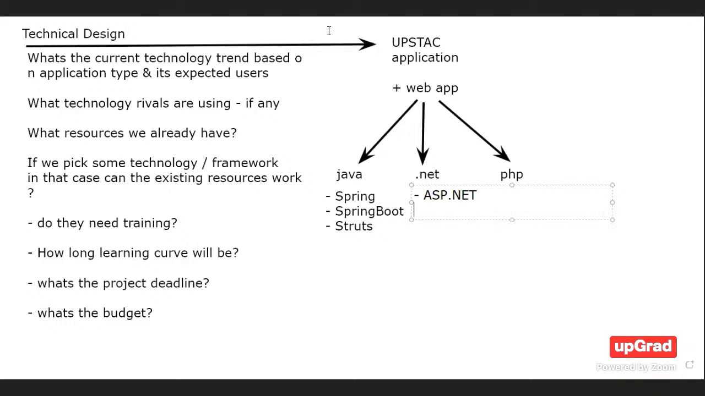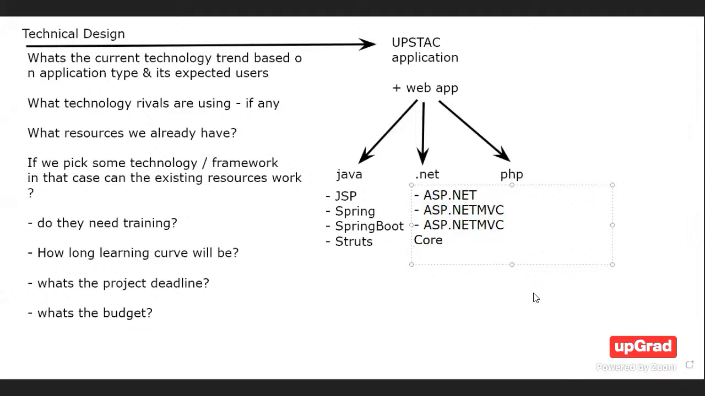You can go for, rather I would put here another one, plain JSP as well. Over here comparison becomes easy. Then over here I would go and pick up ASP.NET. I'll pick up here ASP.NET MVC, or I'll pick up here ASP.NET MVC Core. This is what I'll use out here.